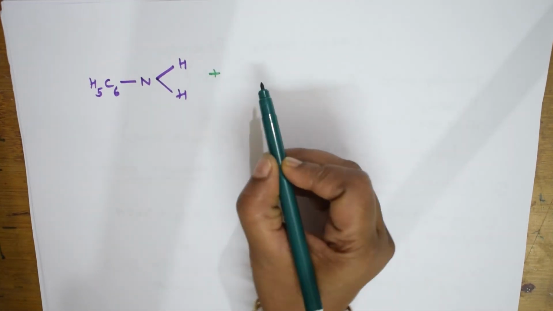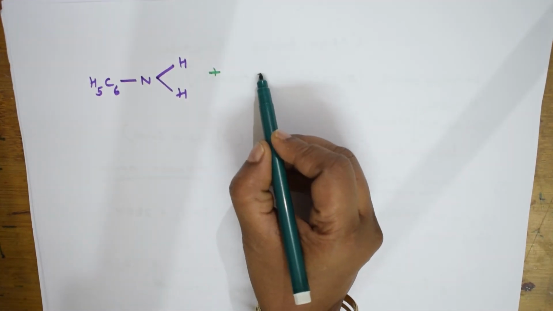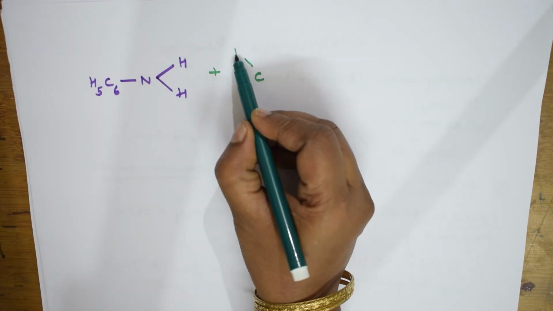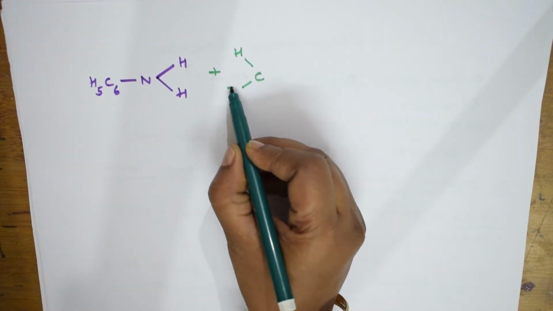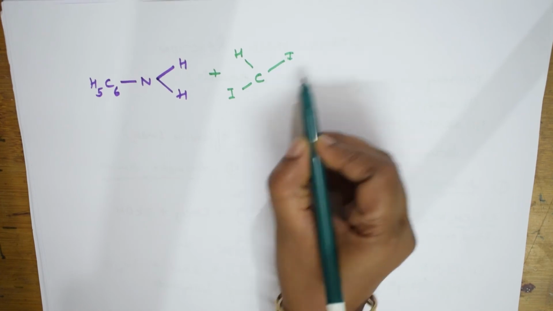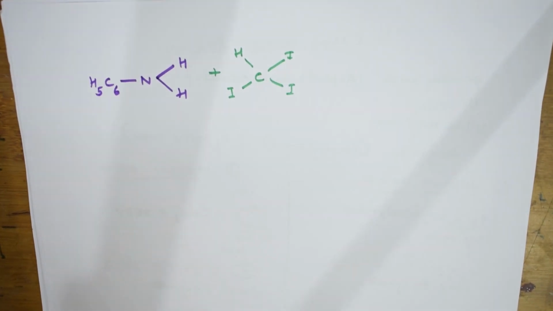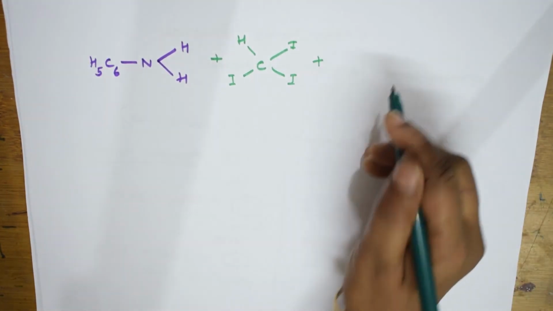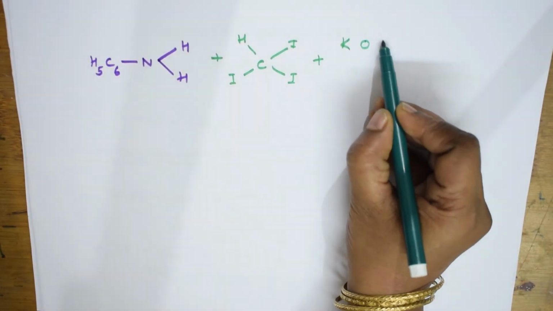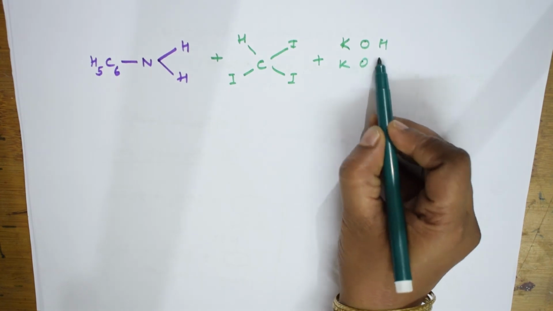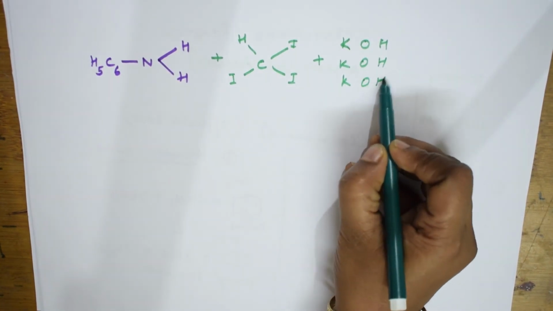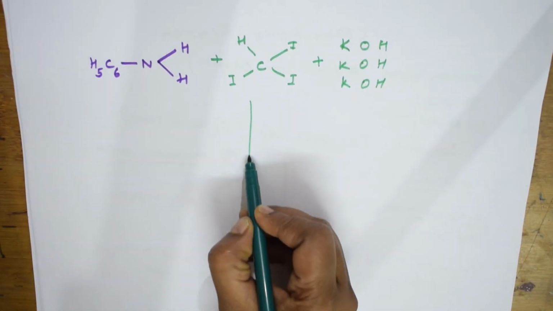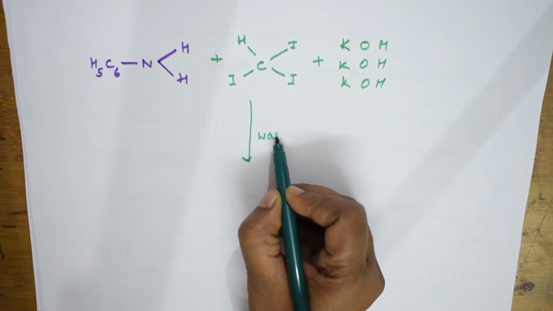And KOH also. So here I'm going to show you with CHI3. Earlier it was CHCl3, isn't it? Now I'm going to show it with CHI3. I'm going to take I, I, and I here. Done, students. And how many moles of KOH, as I told you? You're going to take 3 moles. So write KOH like this. KOH, KOH. Done. Now we are going to warm it.